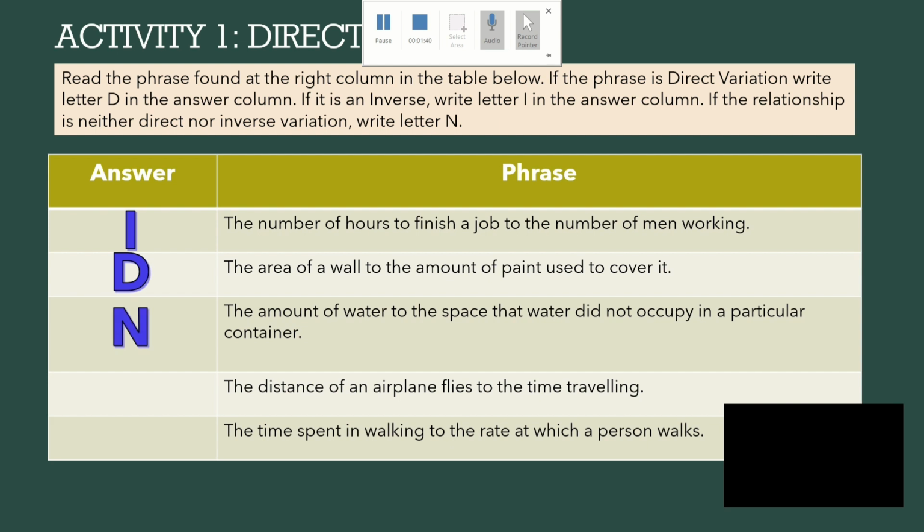Number four, the distance an airplane flies to the time traveling is an example of direct variation. And lastly, number five, the time spent in walking to the rate at which a person walked is an example of inverse variation. All right. If your score is 5 out of 5, that's great. It means that you are prepared for our next lesson. Let's go.